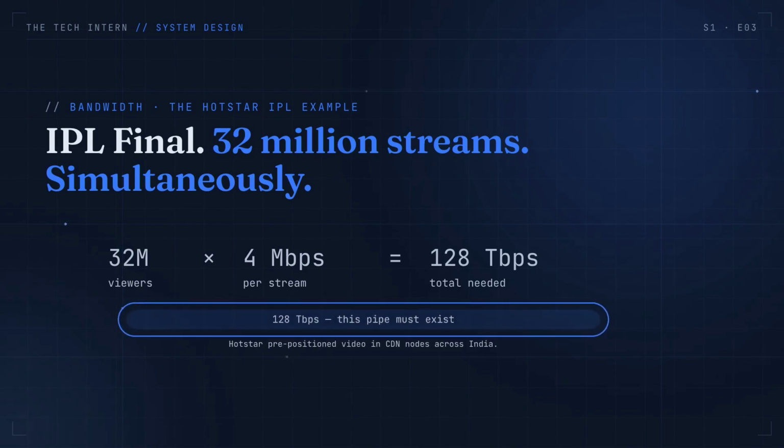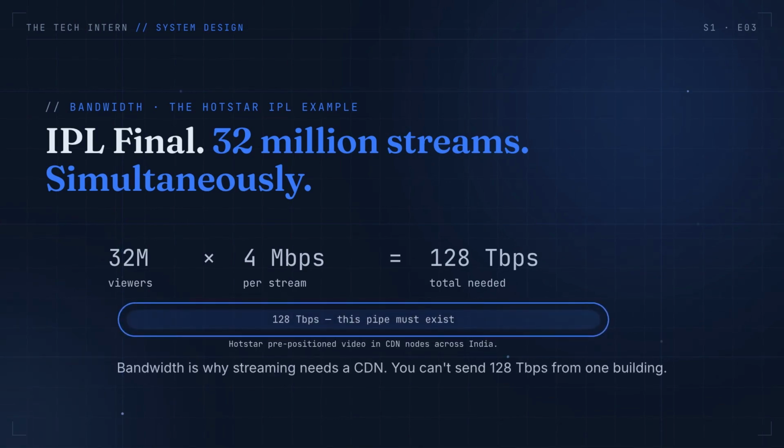You cannot serve that from one building in Mumbai. This is why Hotstar pre-positions the video in CDN nodes scattered across India. Each viewer pulls the stream from a nearby node. Bandwidth is why the CDN exists.